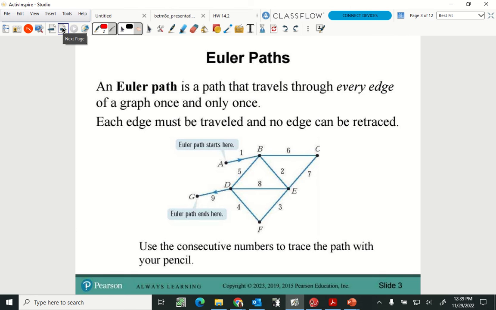A Euler path is a path that travels through every edge of a graph once and only once. Each edge must be traveled and no edge can be retraced. So let's take a look. For a path, I would start here and number these as you go. You could either number it or write it letter by letter. If we're doing it letter by letter, I'm starting at A, the next one would be B, and the next letter I would write is C, then E, because it's number 2 here.